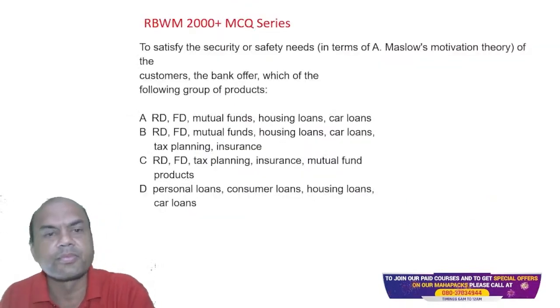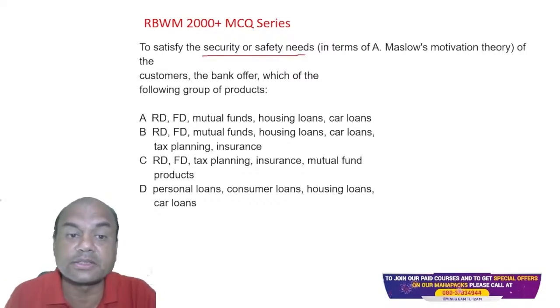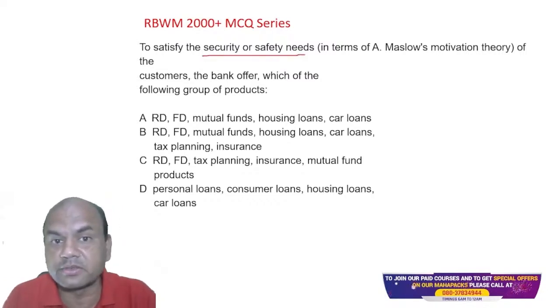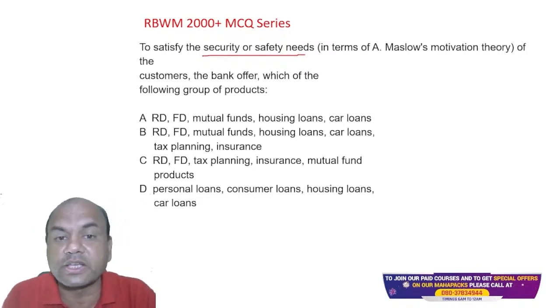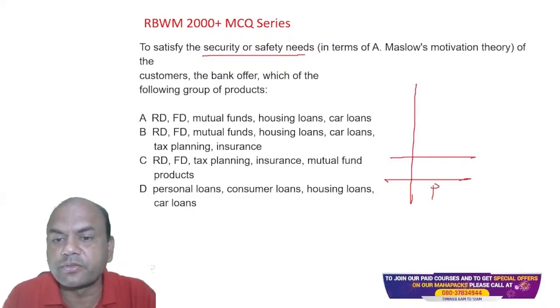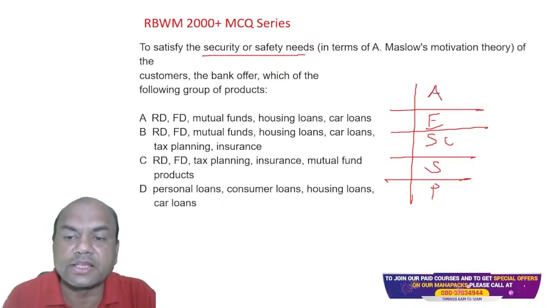To satisfy the security or safety needs of the customers, bank offers which of the following products? So security and safety needs as per Maslow's hierarchy. Again, go back to Maslow. Security and safety is the second level. Physiological, safety, social, then esteem and actualization, right?